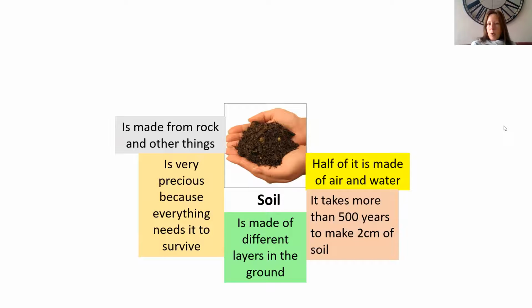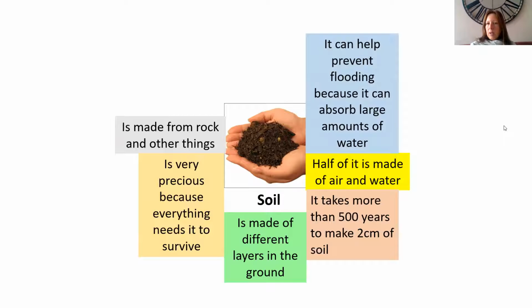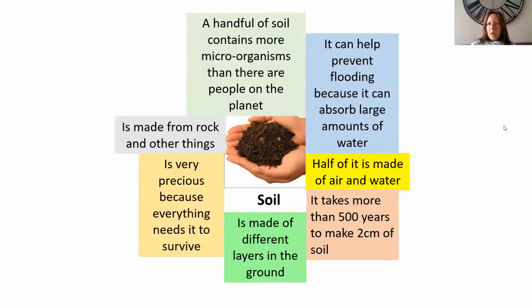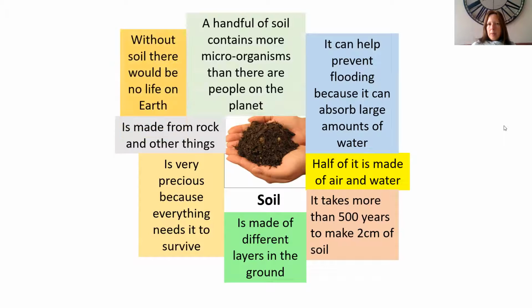We know some of it's made from rock, but half of it is made of air and water. It can help prevent flooding because it can absorb large amounts of water. So when it rains, the rainwater absorbs into the ground, into the soil. So it can take in that water and prevent flooding. Of course, if there's been lots of rain like we've had lately, even the soil can struggle to do that. A handful of soil contains more microorganisms than there are people on the planet. That's an incredible number. And without soil, there would be no life on Earth, because everything revolves around being able to grow and thrive in the soil.